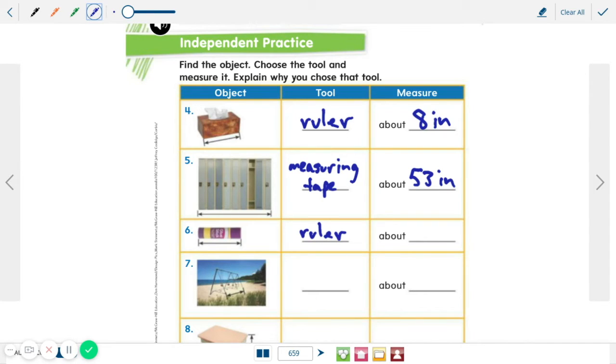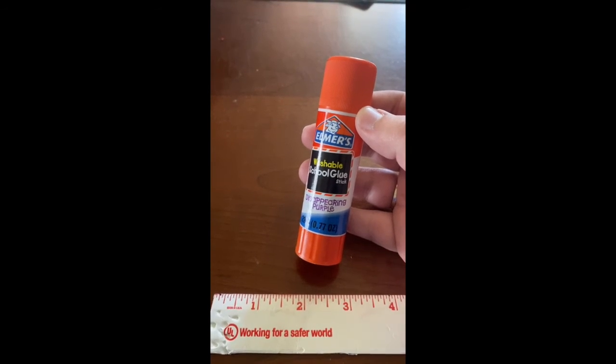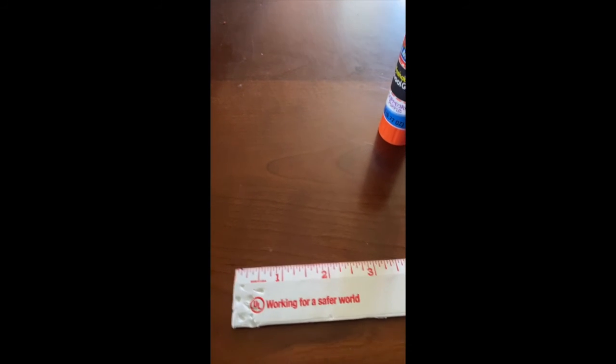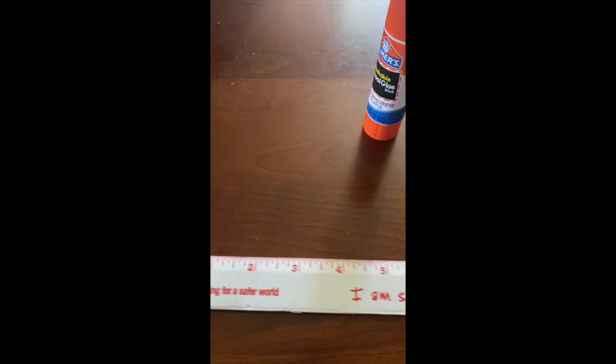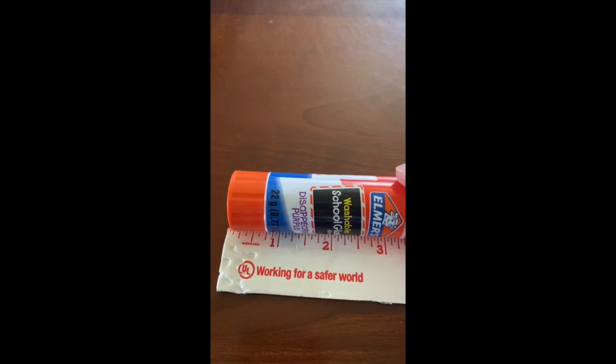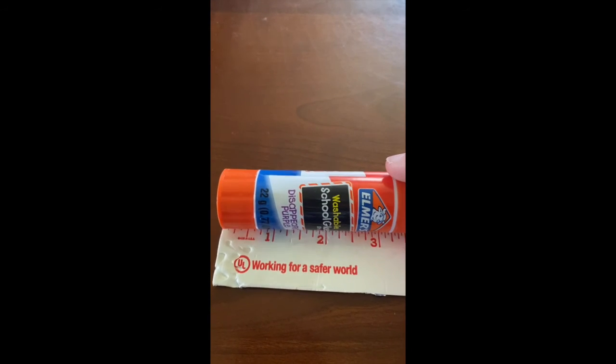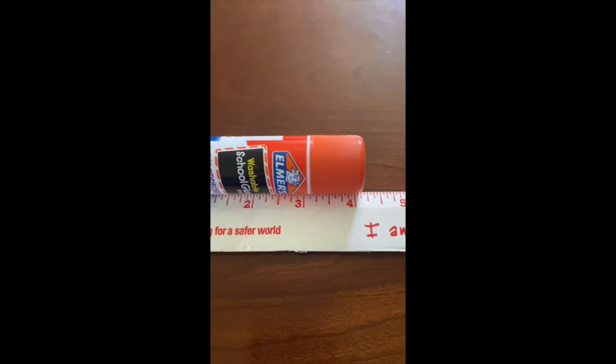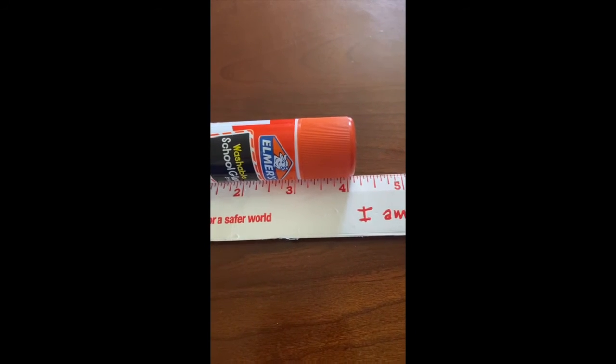And my glue stick was about 4 inches. Now I'm going to be measuring my glue stick. I have my ruler here, and I'm going to place my glue stick all the way at the beginning of my ruler. And it is about 4 inches.